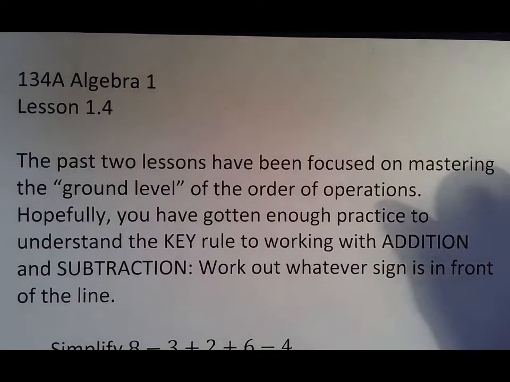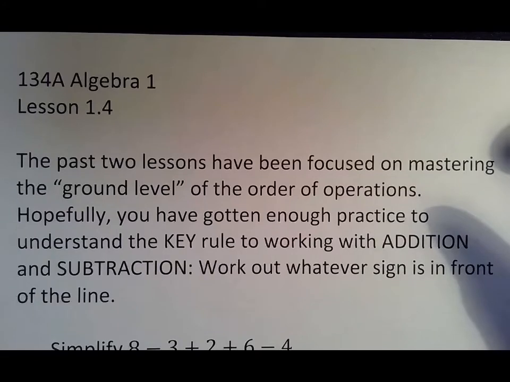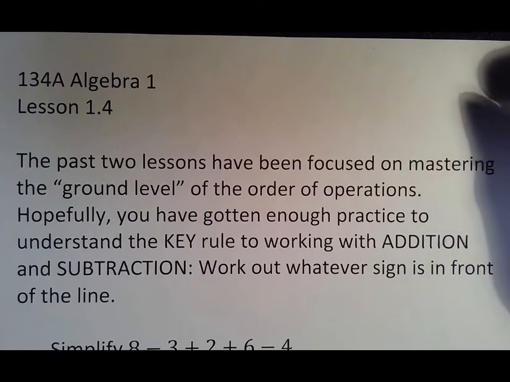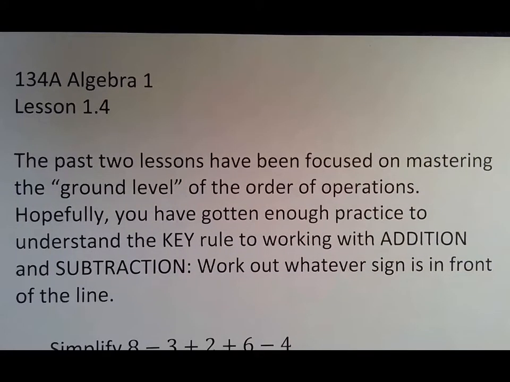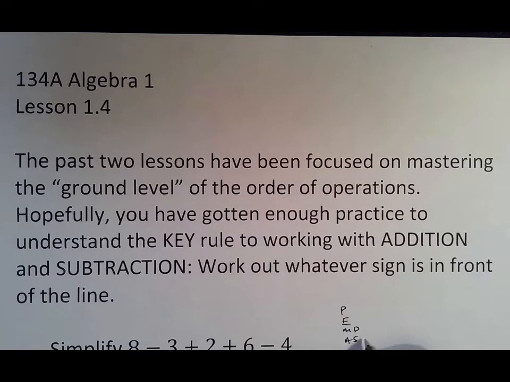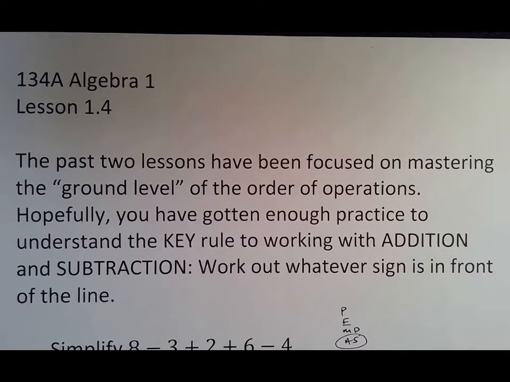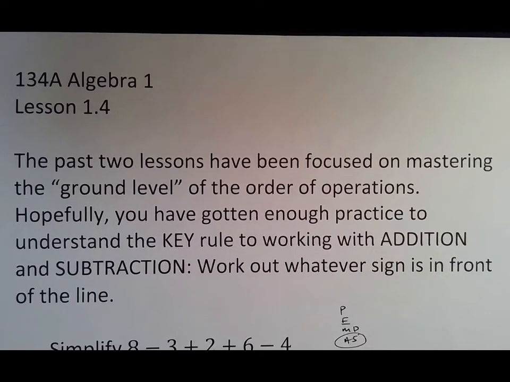The past two lessons have been focusing on mastering the ground level of the order of operations. Hopefully you've gotten enough practice to understand the key rule for addition and subtraction, which is just work out whatever's in front. So when we go to simplify this, again, what's in front, because all these are the same, remember that P, E, M and D are together, and A and S are on the same level, which means nothing is more important than anything else. So you simply simplify and then rewrite.